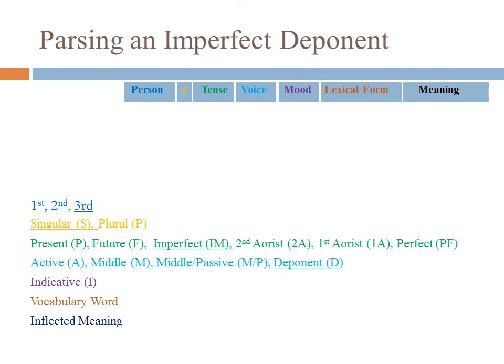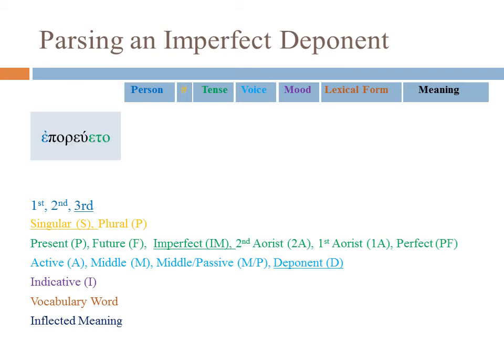Parsing an imperfect deponent. Remember, a deponent has active meaning but takes middle endings. Therefore, in the present and the imperfect, it will take the same endings as the passive. But you will know that it's not a passive because you will have learned it in your vocabulary as a deponent. That is, in your vocabulary, the word will end with omai rather than o, right? So let's go ahead.